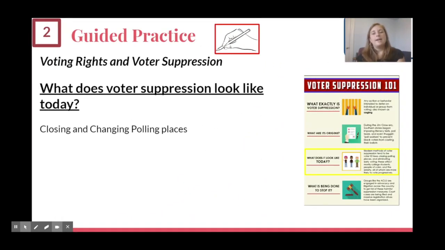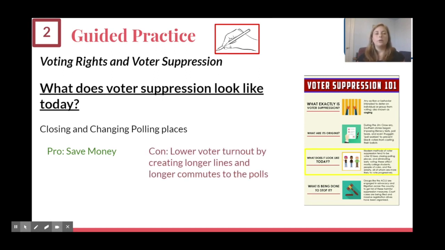Another way voters are suppressed today is by closing or changing polling places. Around the nation, polling places, which is the place that you go to vote, are being shut down or they're being moved to different locations. The idea behind that is to save money because election processes are so costly, so you're trying to eliminate some cost there. But what it can end up doing is lowering voter turnout, meaning lowering the number of people who actually go vote by creating longer lines and thus longer wait times on election day at polling places. And it adds distance to your commute to the polls. This makes it harder for people to get to their polling places and results in people not being able to vote either because they don't have the time or they don't have an easy way to get there.